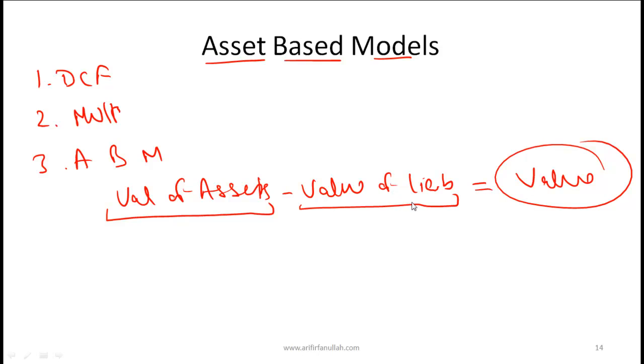Now if for some entities these numbers are not easily identified, so for say manufacturing companies where the assets have been around for a long time and are very hard to value, then this asset-based model is very hard to use.